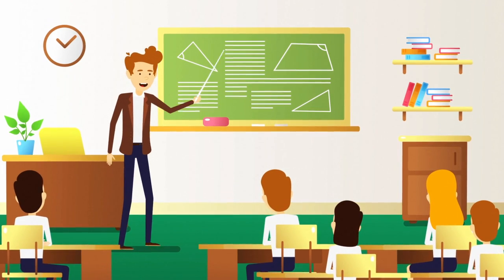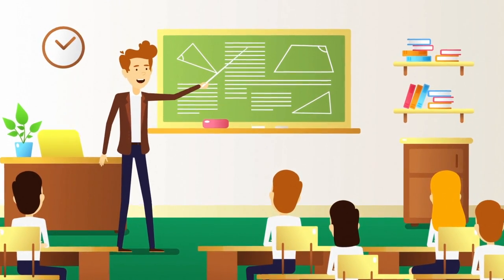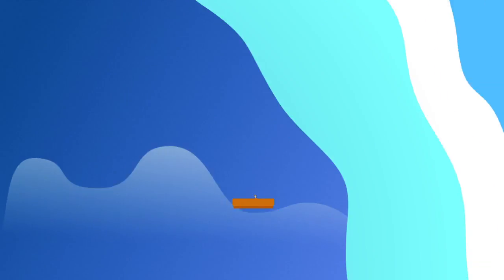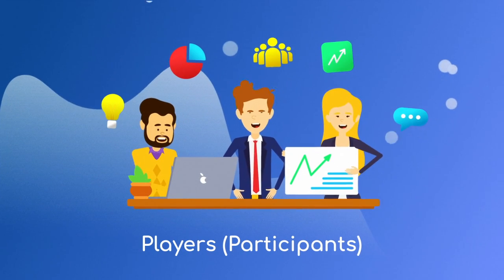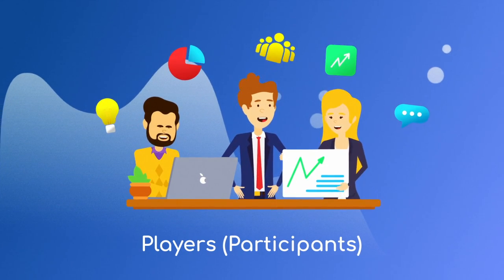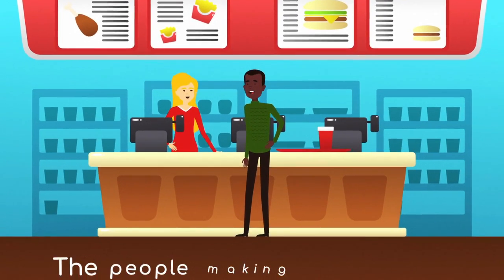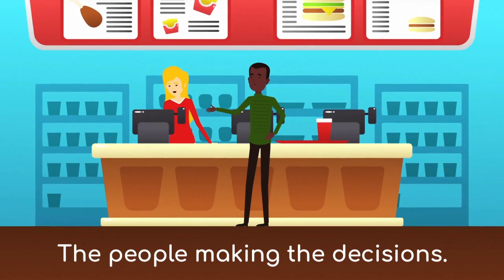Using the simplified definition of a game as a base, let's take a look at some of the other bits of vocabulary. First on the list is players or participants. Players or participants are the people who are making the decisions in games. Their decisions shape the outcome.